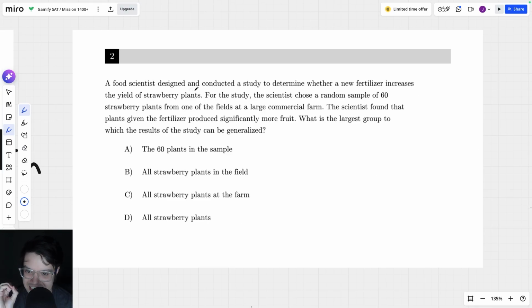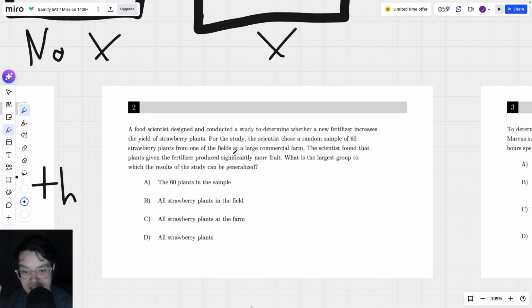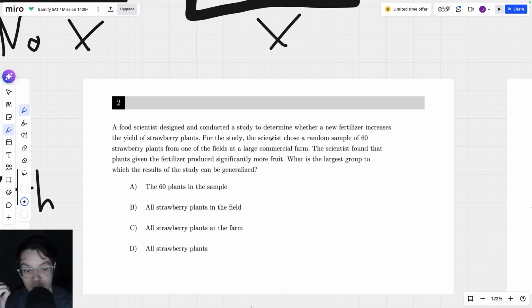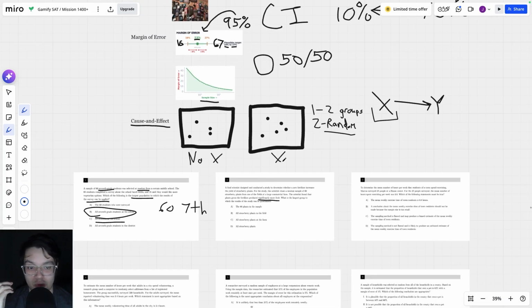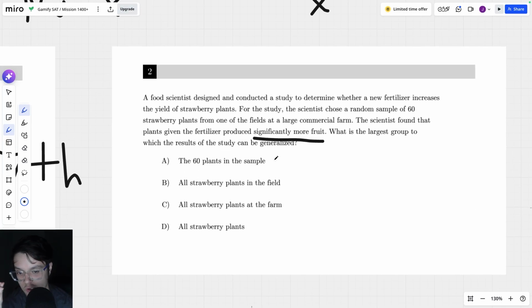Okay, so fruit scientists designed and conducted a study to determine whether a new fertilizer increases the yield of strawberry plants. Okay, so we can probably see here that this is more in line with the cause and effect stuff from here. It says, for the study, the scientists chose a random sample of 60 strawberry plants from one of the fields at a large commercial farm. So from one of the fields, 60 strawberry plants. They found that the plants given the fertilizer produced significantly more fruit. So they found when they gave them X thing, aka the fertilizer, they had a Y result, they had more fruit. What is the largest group to which the results of the study can be generalized?